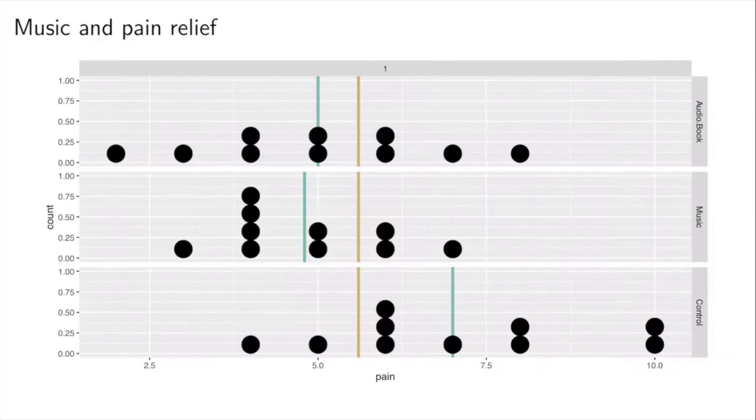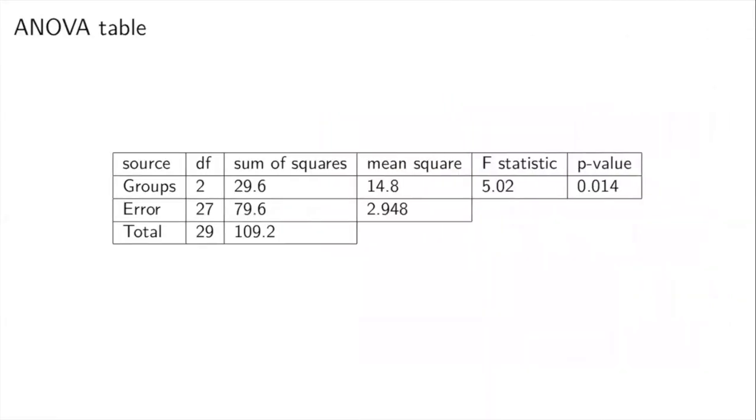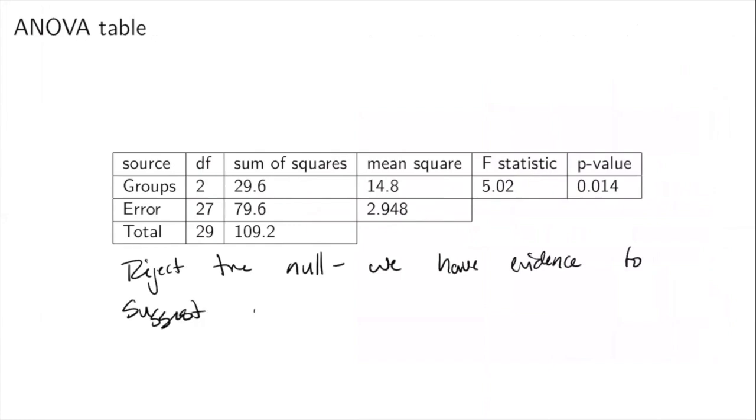They split the people, who were children who'd had surgery, into whether they were going to listen to an audiobook of their choice, music of their choice, or just sit quietly. And then they asked them to report their pain on that Wong-Baker scale. So we did the ANOVA table from before, where we had this p-value, which was 0.014. We were able to reject the null hypothesis. We have evidence to suggest at least one of the means is different.